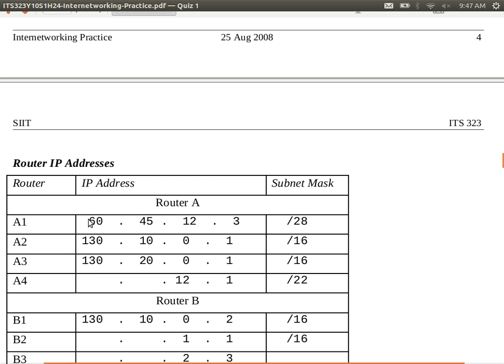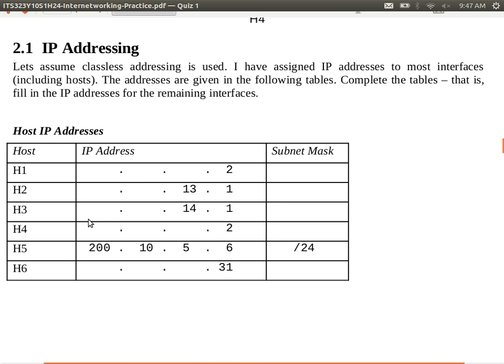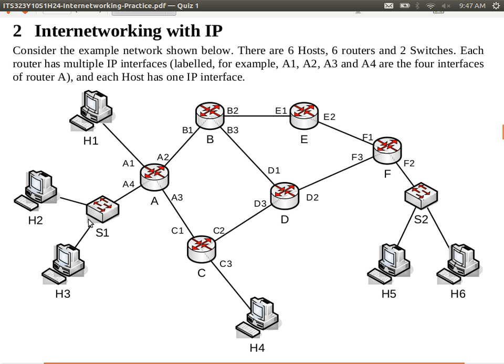Let's just do one example. Let's find the IP address, or select an IP address, for host 1. Host 1 is on a subnet connected to router A, in particular connected to interface A1. Okay, so if we drew that, we have H1 and then a router, and here's A1. Find the IP address for H1. If you haven't done it, have a quick attempt.